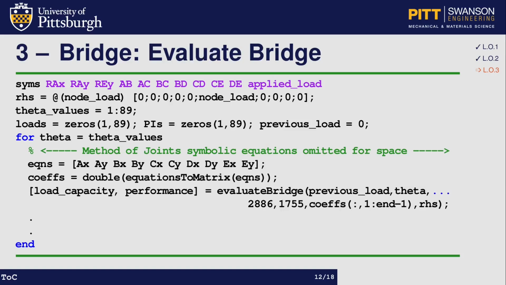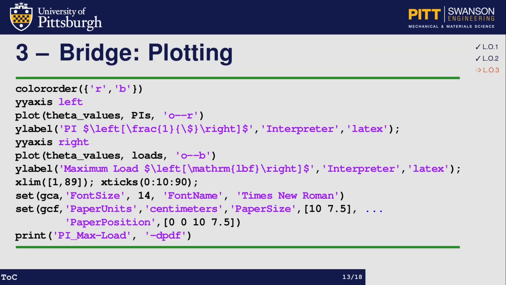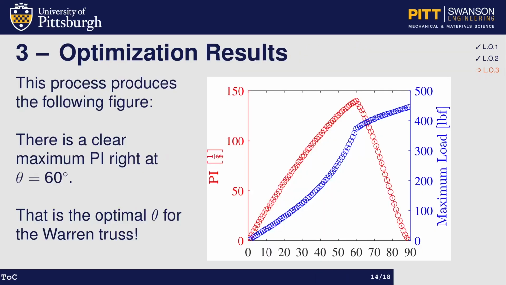Then we can use that black box magic function evaluate bridge, using a load, a value for that angle, as well as the material constraints on the strength properties and the coefficient matrix and that right-hand side vector. Then we can store the results from that, the load capacity and the performance, in their respective variable locations. Here's some plotting just to wrap all that up, and that provides us with the following figure here.